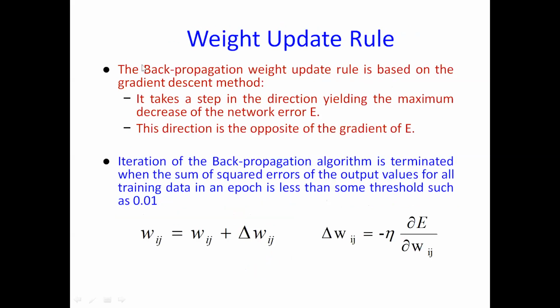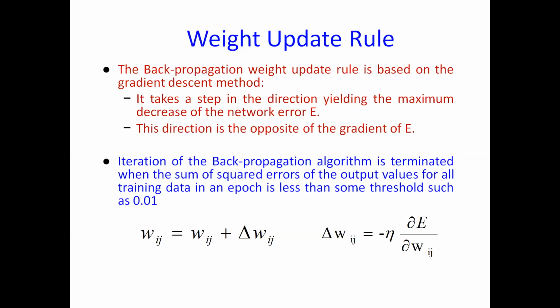Now, once that error is calculated, the process of weight updation starts. The backpropagation weight update rule is usually based on the gradient descent method that we have already known. This method takes a step in the direction yielding the maximum decrease of the network error E, and this direction is the opposite of the gradient of E. That is why we can write minus eta del E by del W.